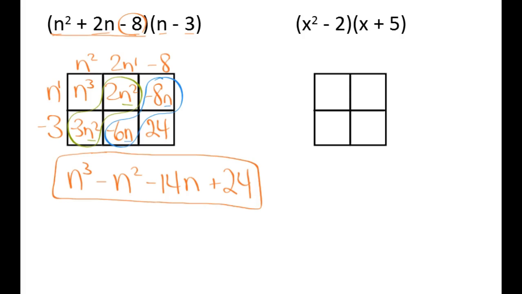And you can't go any further than that. That's the end. This is not an equation. We're not trying to find what n is. You're just trying to multiply 2 polynomials and get a new expression.